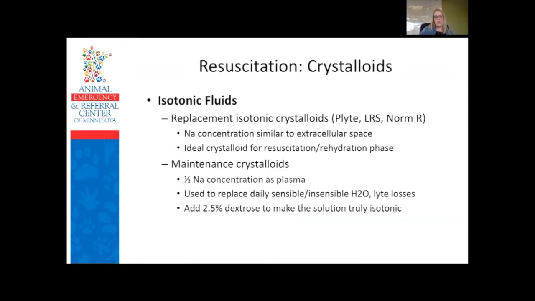So that brings us to isotonic fluids, and isotonic fluids are kind of the bread and butter of fluid resuscitation. These are the ones we're most familiar with. These are the ones we're reaching for right away in our toolbox. So the isotonic fluids are broken down into replacement crystalloids and maintenance crystalloids. Replacement crystalloids are the ones I think, again, we're most familiar with. So that's our Plasma-Lyte, our lactated Ringer's, our Normosol, and our replacement crystalloids have a sodium concentration that's similar to the extracellular space. And that makes it the ideal crystalloid for the resuscitation and rehydration phase, because it's going to provide intravascular volume without inducing these quick and rapid massive fluid shifts.